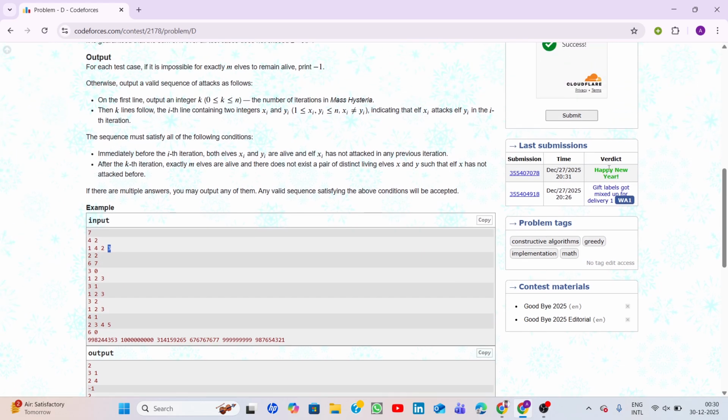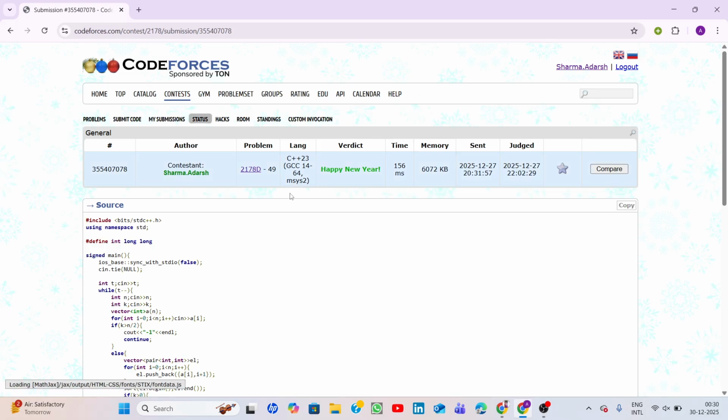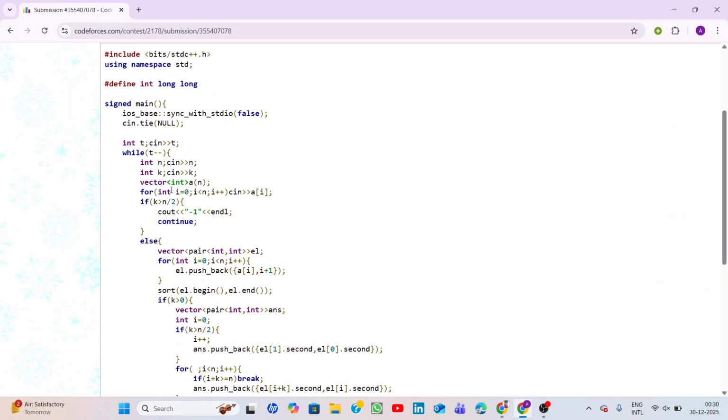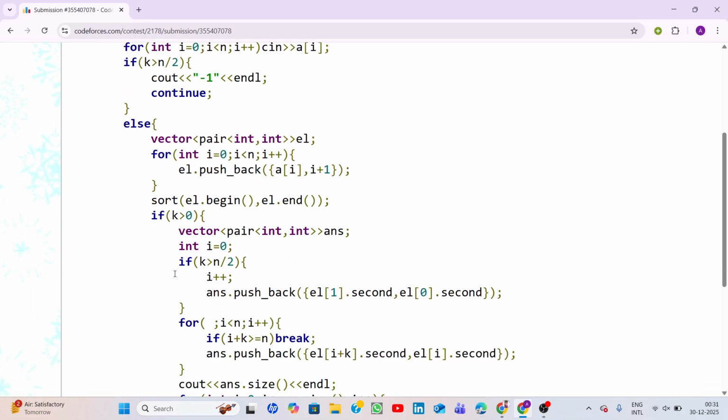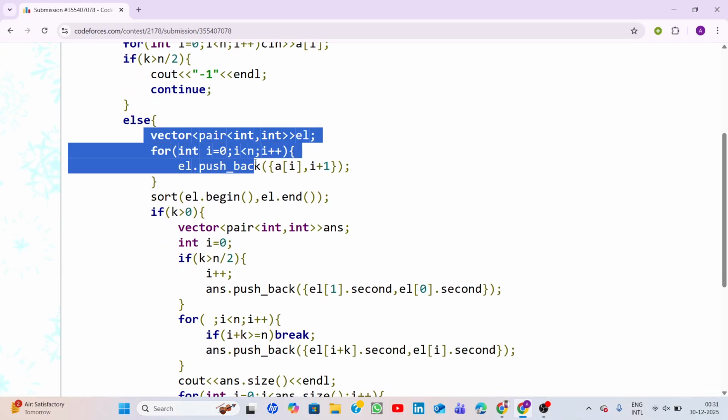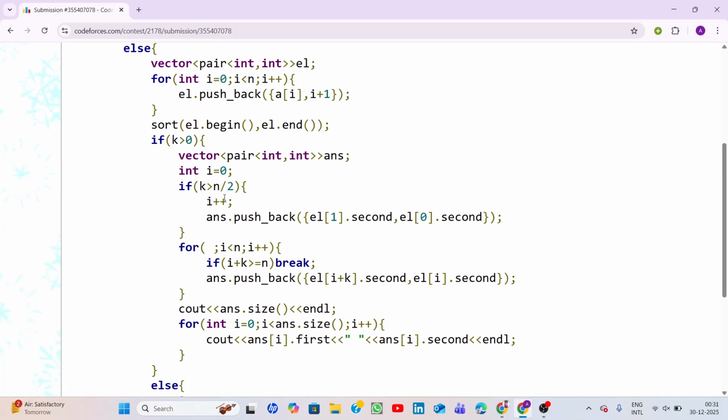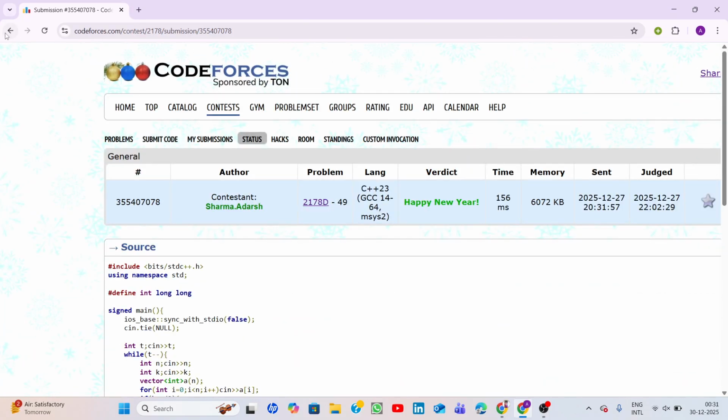Okay, so just see my logic here. I don't want to explain the whole of how I got to the logic. Just see my logic that we made this for k greater than n by 2, cout minus 1, and we just made a pair vector. Okay, and for k greater than n by 2, it is just simple what we do.